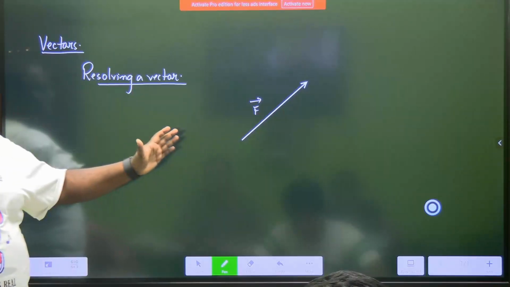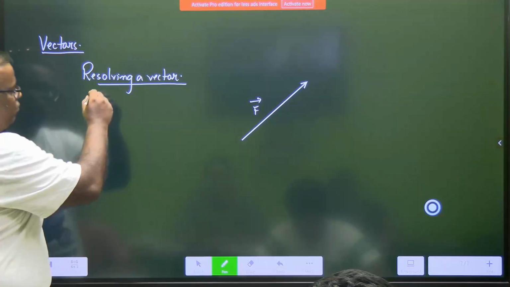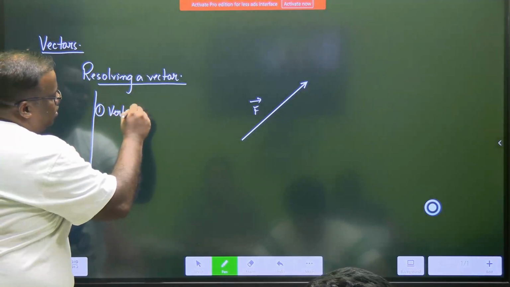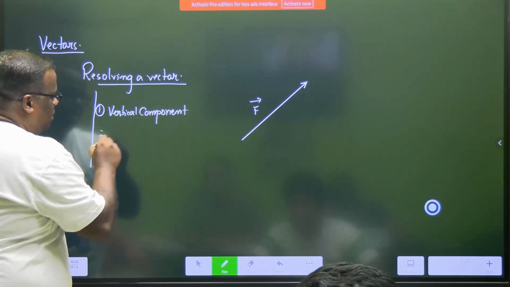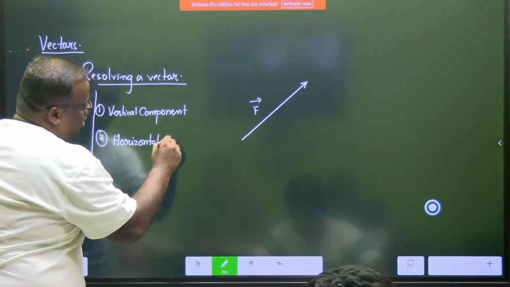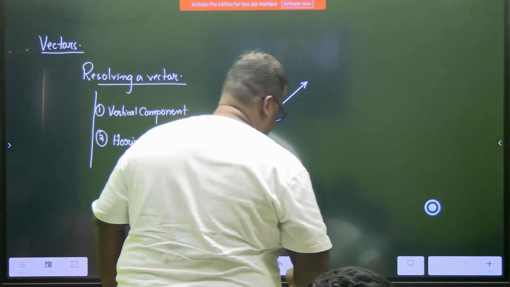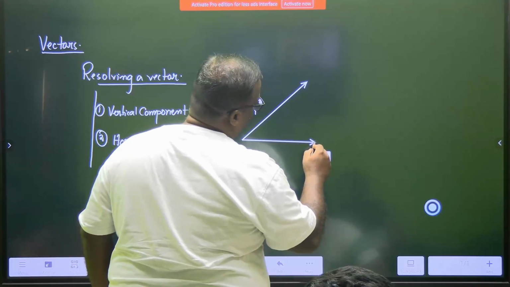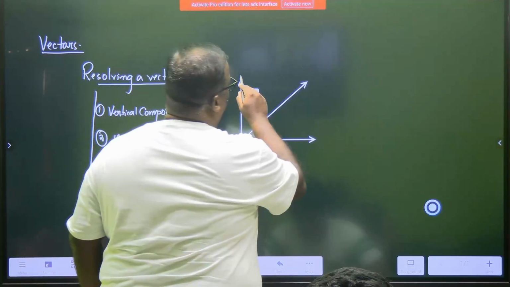This vector can be thought of as a vector in this direction, or we can resolve it. Every vector can be resolved into two components. One is called the vertical component of a vector, and the other is called the horizontal component. Sir, what are those two things? So let us understand them. A horizontal component of a vector is along the horizontal direction, and a vertical component of the vector is along the vertical direction.